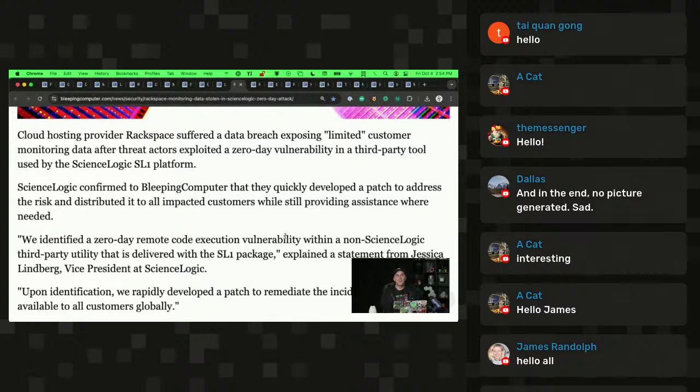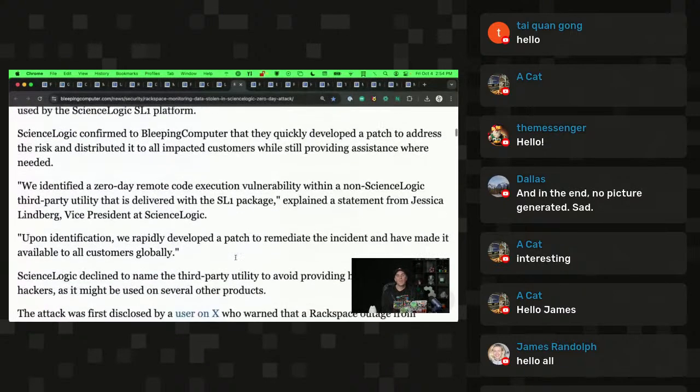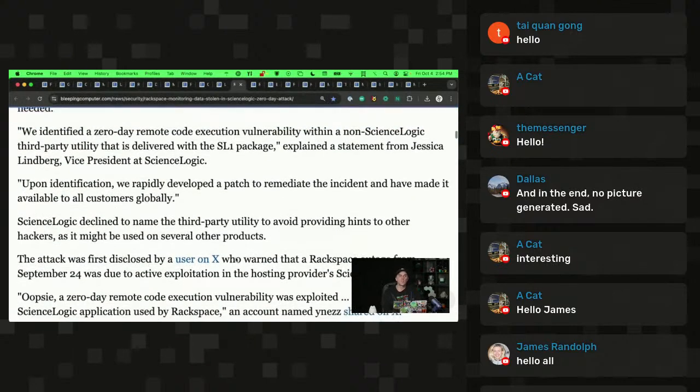So cloud hosting provider Rackspace is saying that there was a data breach exposing, quote, limited customer monitoring data after threat actors exploited a zero-day vulnerability in a third-party tool used by the ScienceLogic SL1 platform. Now, Rackspace uses ScienceLogic to do analytics on their customers' servers and other sorts of account information that they would want access to. And when they're disclosing this, they're saying, okay, it wasn't our bad. It was a third party we were using that had access to your data. Now, that's not necessarily super comforting because it is still customers' data that's at play here.